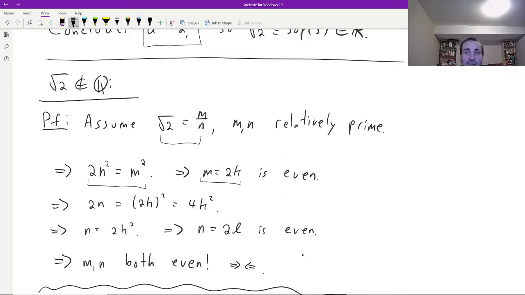Therefore, m is actually even. And so 2n squared is equal to 4k squared, and so n squared is equal to 2k squared. So then n is even as well. But that means that m and n are both even, which is a contradiction because we assumed that they were relatively prime. Okay, so that's just sort of a quick argument that the square root of 2 is not sitting inside of the rationals.